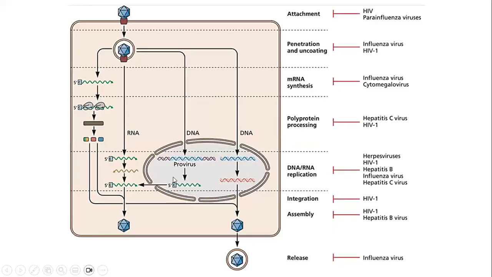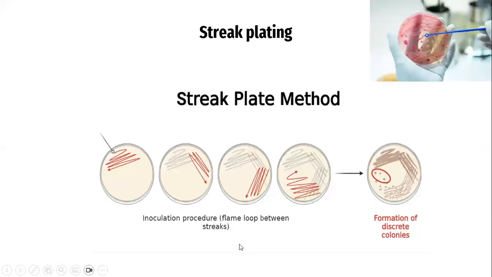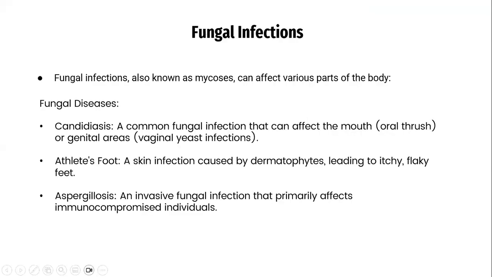And this slide just shows the different steps. So it's similar to what I showed a while ago with the different steps in viral replication. But these are the different points at which some antivirals can be used. So one particular one is the release of influenza. I think I have a slide on influenza, so we'll go back to that slide.